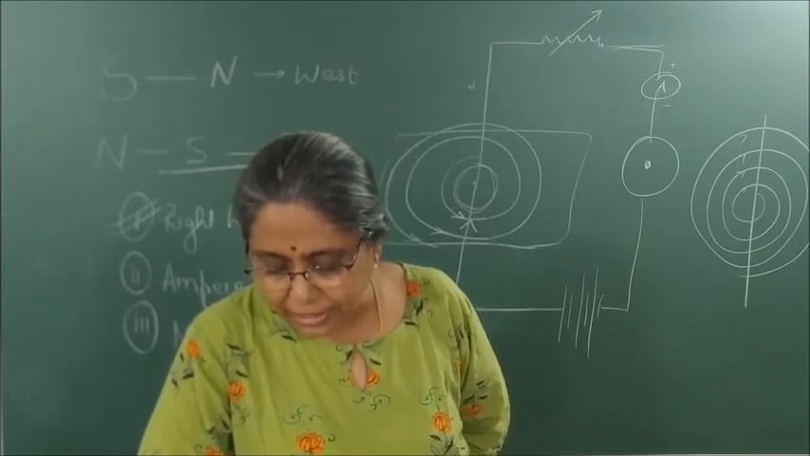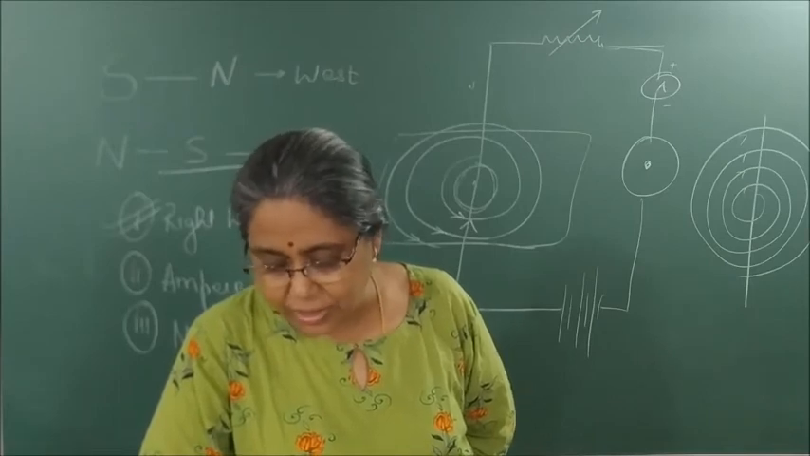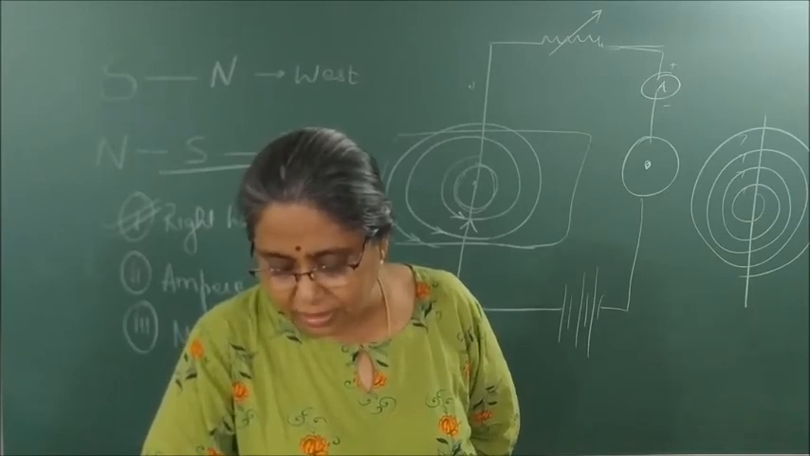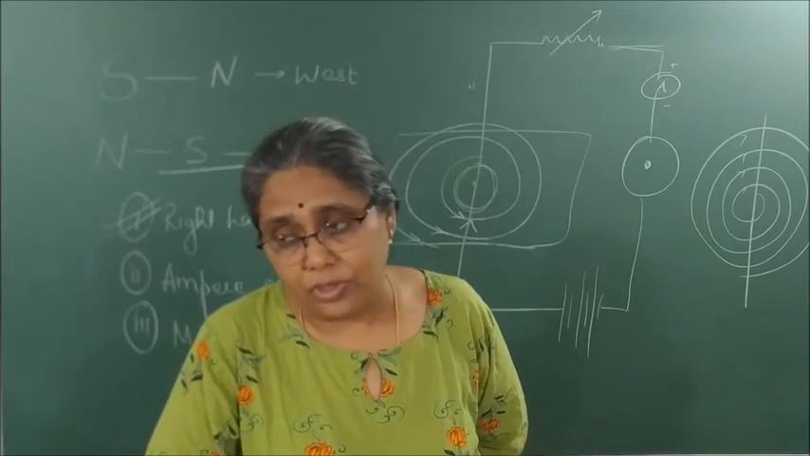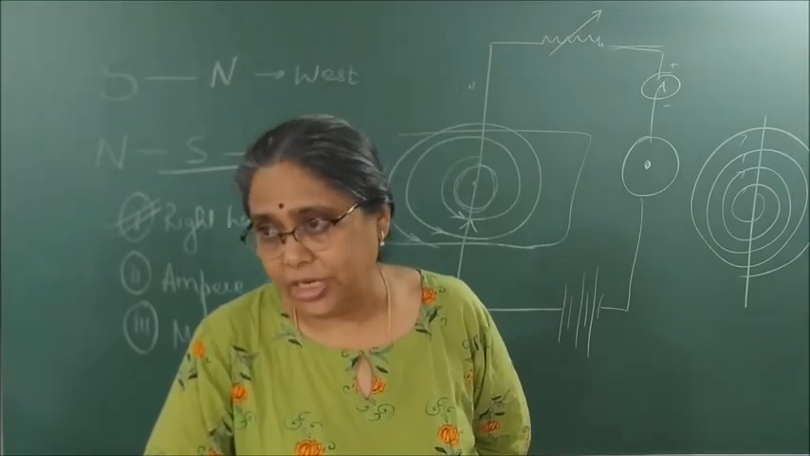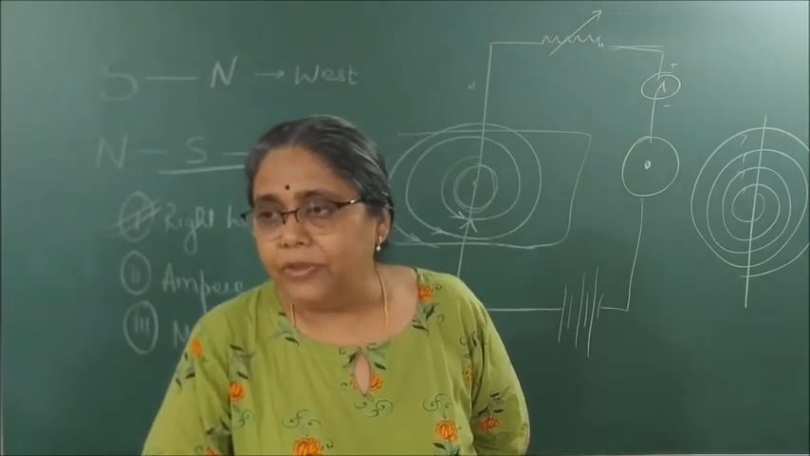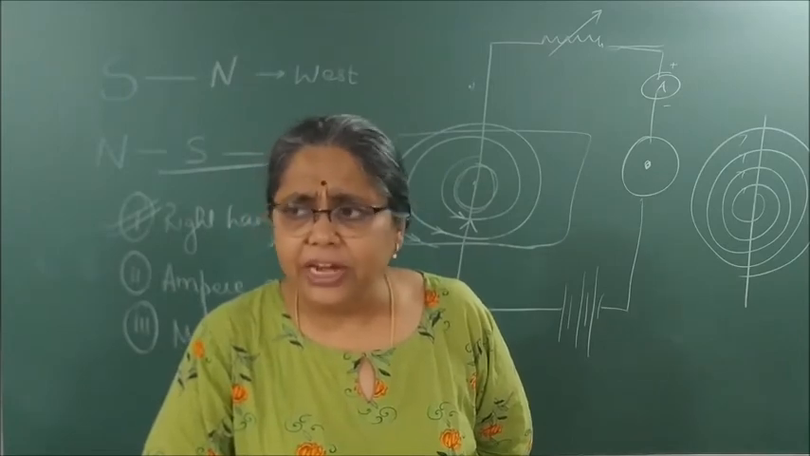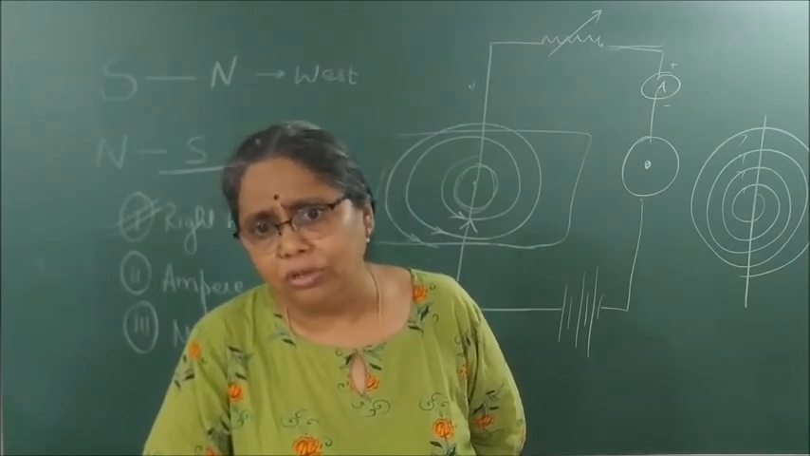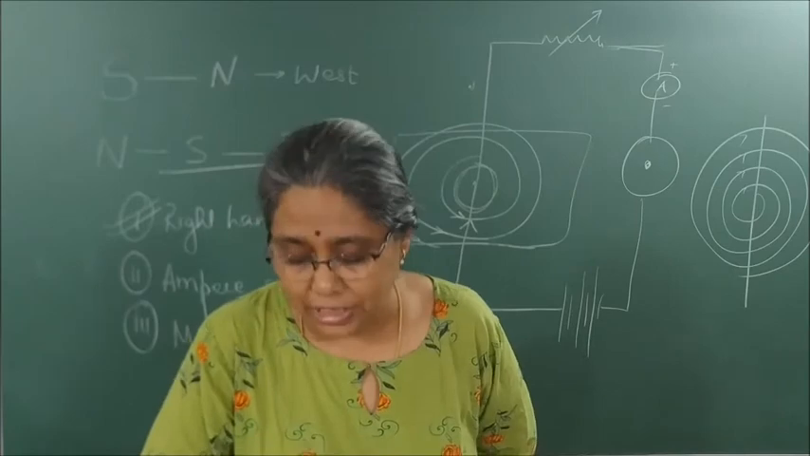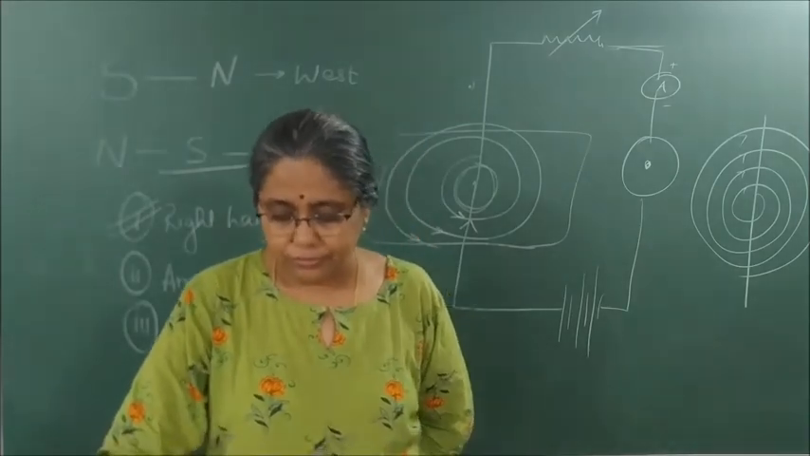Does the direction of the magnetic field lines get reversed if the direction of the current through the straight copper wire is reversed? Yes, it will change. If the direction of the current is changed, the magnetic field will also change.